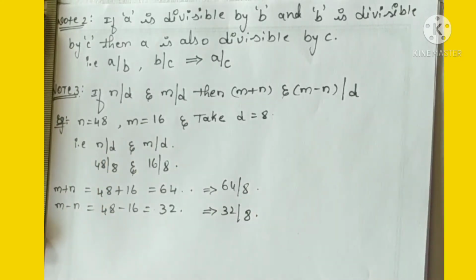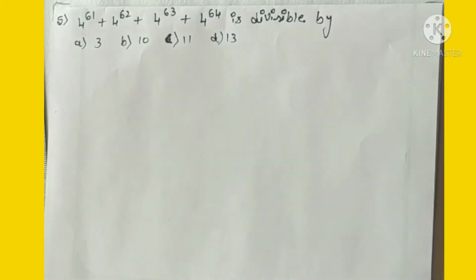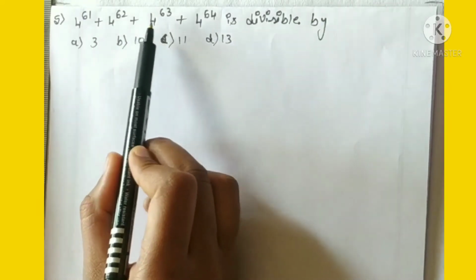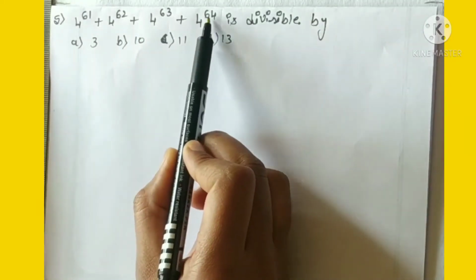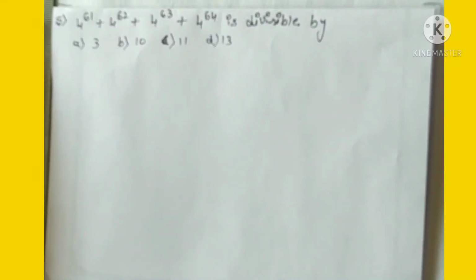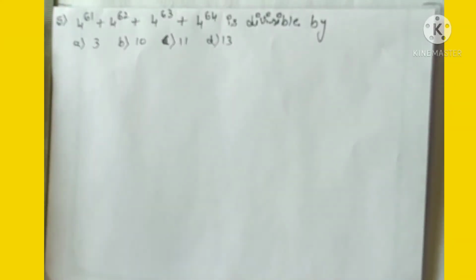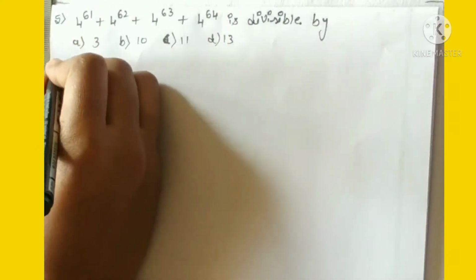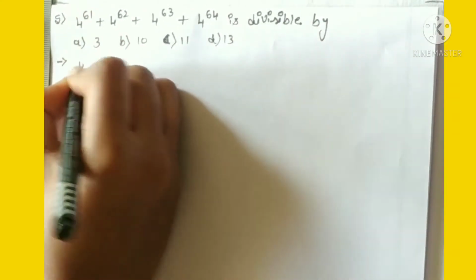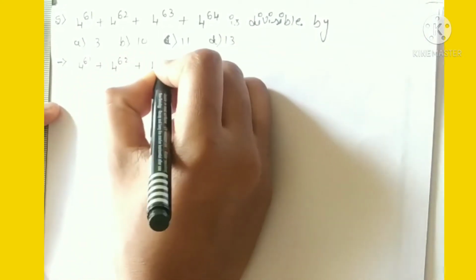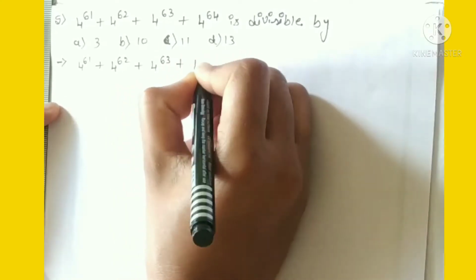Now based on this note we will solve some problems. Question number 5. 4 to the power of 61 plus 4 to the power of 62 plus 4 to the power of 63 plus 4 to the power of 64 is divisible by dash. They gave the options like this: 3, 10, 11 and 13. Now I just write down the given data as it is. That is, 4 to the power of 61 plus 4 to the power of 62 plus 4 to the power of 63 plus 4 to the power of 64.